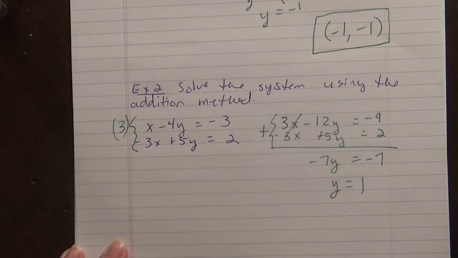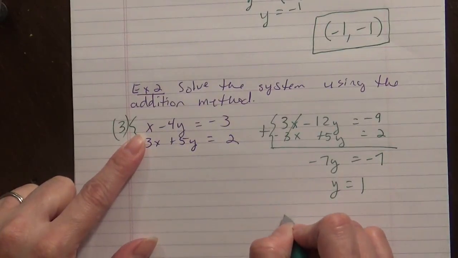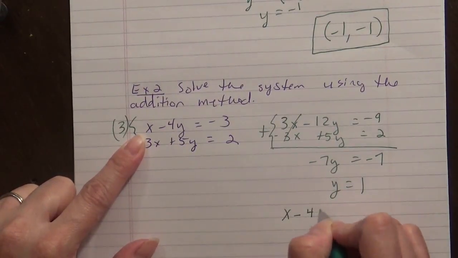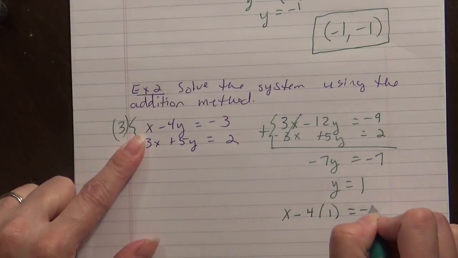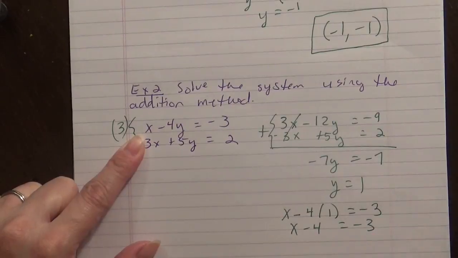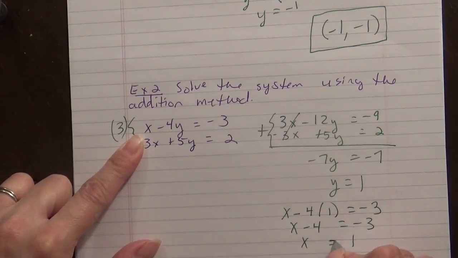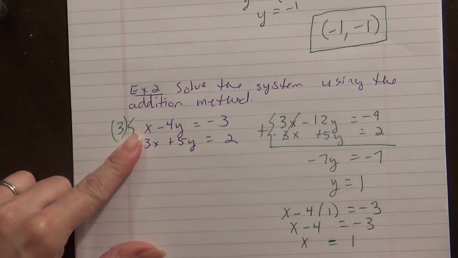So now what do I do? I've got y. I need to find my x so I can do my back substitution step. I could put 1 into either of these equations. I'm going to put it into my first one for y. So I'm going to have x minus 4 times 1 equals -3. So x minus 4 equals -3. If I add 4 to both sides, I will get x equals +1. My ordered pair for my answer is going to be 1, 1.